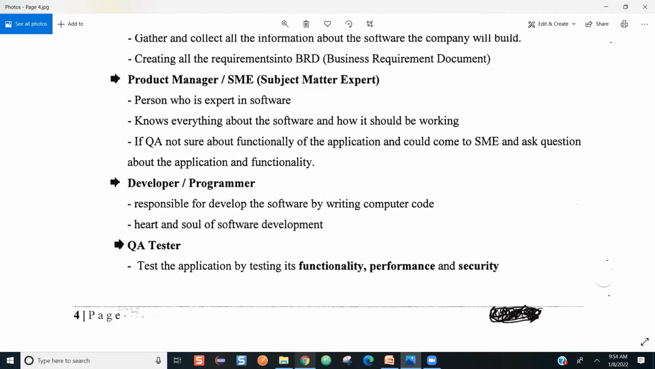Developer and programmer. Do you have any idea about the developer or programmer? What is their duty? What do they do? Someone who writes the code on the computer and builds software. Who develops the software? Their responsibility is to write the code. The QA will not write the code. SME will not write the code, and the project manager will not write the code. Only the developer is responsible for that.